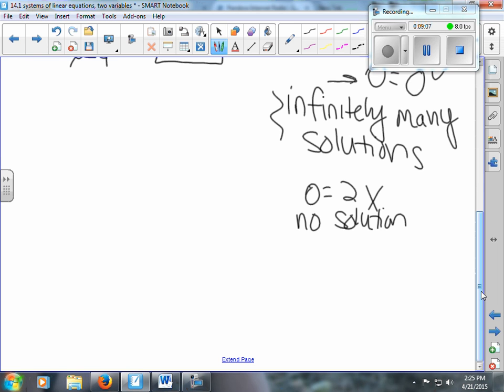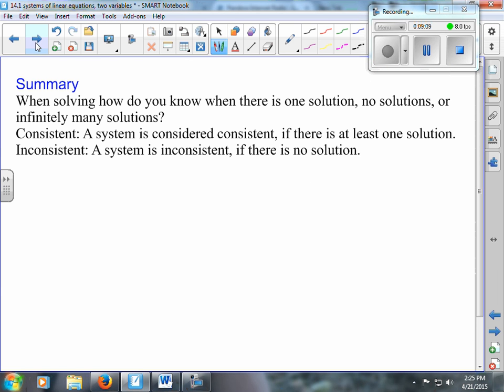That's what happens there. And so on this last page, we're just summarizing the types of solutions we can get in systems of equations of lines with 2 variables. So 1 solution, no solutions, or infinitely many solutions. How do we know? And I kind of just went over that. We also have new words. Consistent is when you have at least 1 solution. So everything I solved today for you was consistent. Inconsistent is anything that has no solution. And that's all.